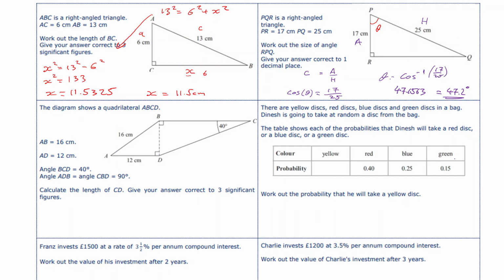Okay, the next one, I'm imagining, is a bit of both. Looking at it, the diagram shows a quadrilateral, so a 4-sided shape, ABCD. AB is 16, which is shown. AD is 12, which is shown. Angle BCD is 40, which is shown. The angles ADB and CBD are 90 degrees, shown. Calculate the length of CD.